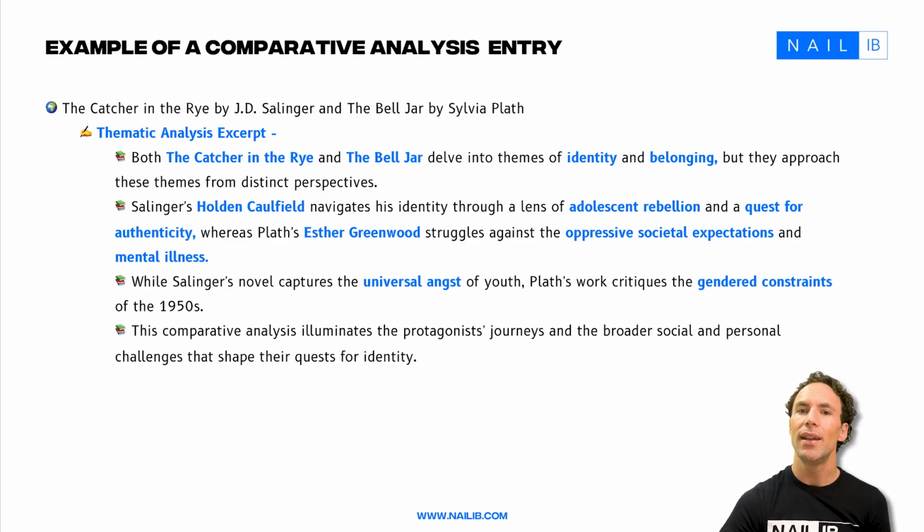We can see then that this comparative analysis entry by these two authors serves as a great example for an IB portfolio. Again, this is only an excerpt, it should be longer. However, it demonstrates those insightful connections and thematic relationships. It has a deep analysis of character experiences. It shows an understanding of intertextual dialogue and synthesizes some of those complex ideas.